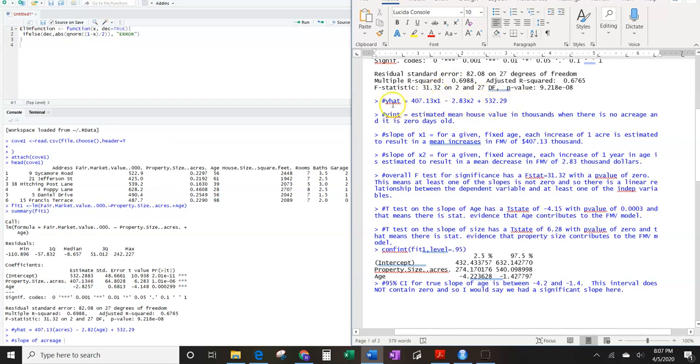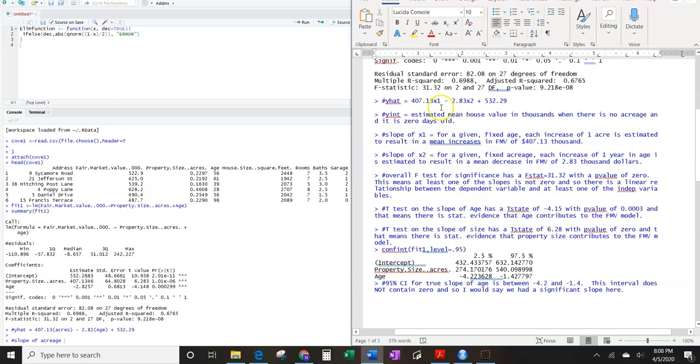when you're evaluating your multivariable equation, you know what x1 and x2 represent. X1 is acreage, x2 is age of the house. So if we're looking at a 1 acre house, 0 days old, so brand new, it'd be 1, so 407 plus 532. So about $939,000 for a brand new house with 1 acreage of land in Glen Cove. All right, let's look at slope of x2, the slope of the age.